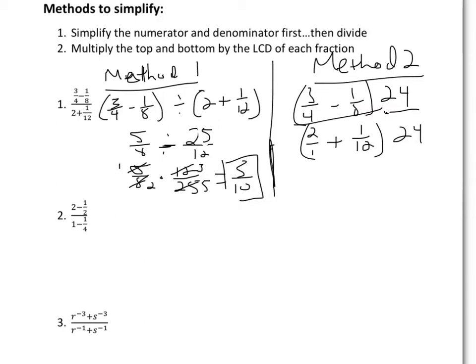When you do this, the 4 cancels out with 24, so it becomes a 1, 24 becomes 6, so 6 times 3 gives you 18. And the 8 will cancel out with 24, 24 becomes 3, so we'll have 18 minus 3 on top. And in the bottom, we have 24 times 2 is 48. And 24 divided by 12 is 2. So we have 15 over 50, which reduces to 3/10.